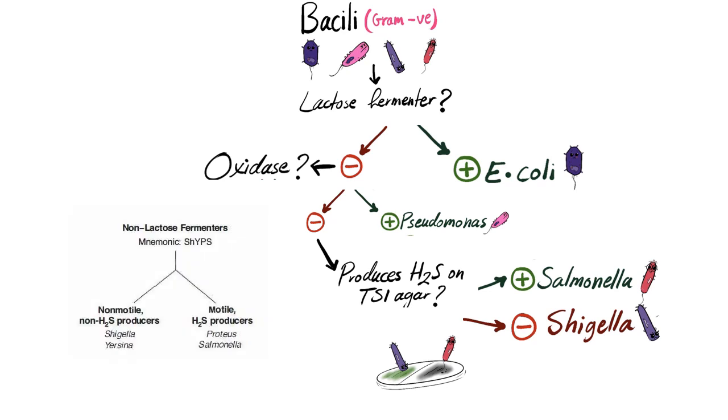Another important characteristic that we look at is motility, because as we said earlier, some bacteria are motile and some are not. And the mnemonic that we use for this is SHIPES.